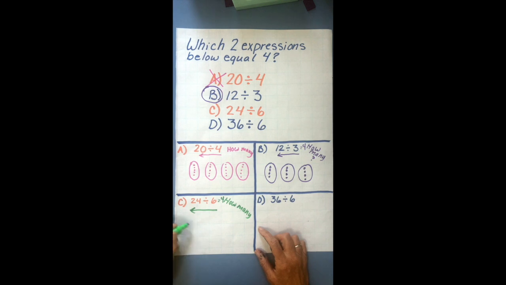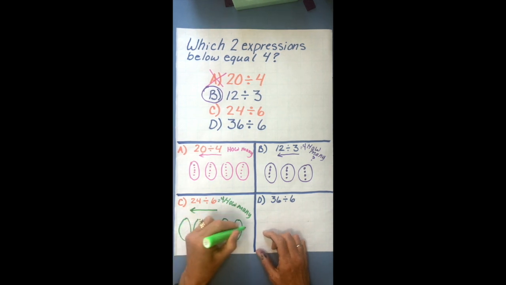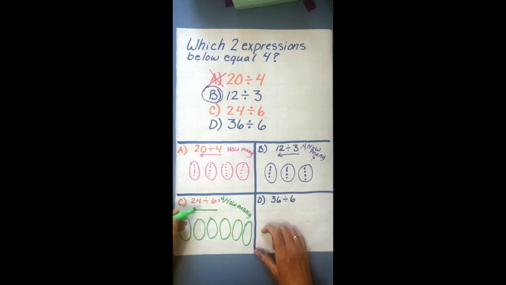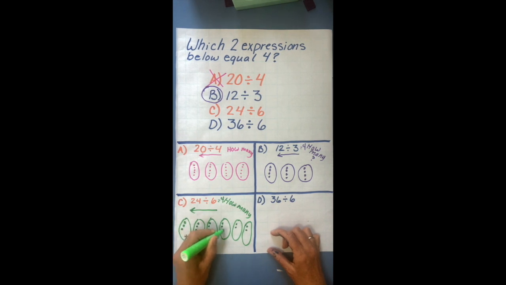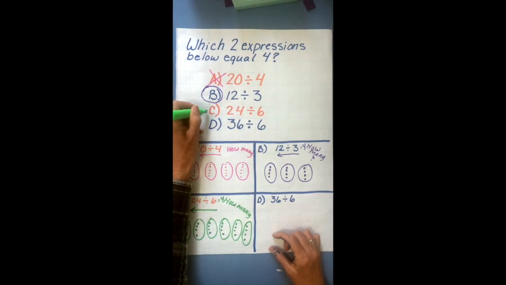But if you don't believe me, I can just make 6 groups. 1, 2, 3, 4, 5, 6. I barely fit. And now I'm going to do one for me, one for you, until I get to 24. 1, 2, 3, up to 24. And again, there's 4 in each group. So this one also works.